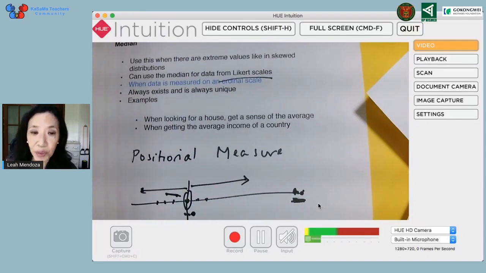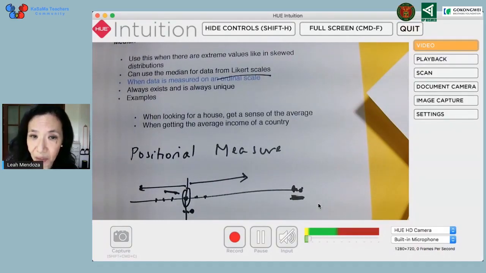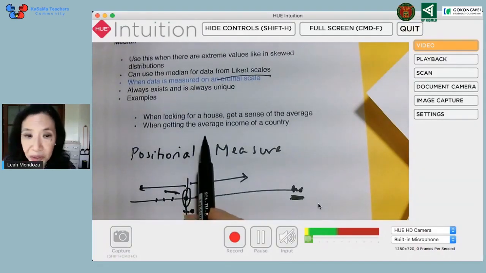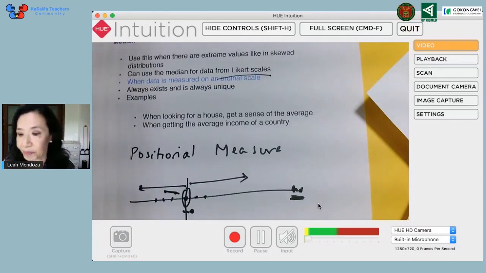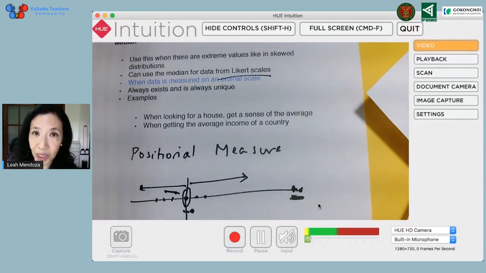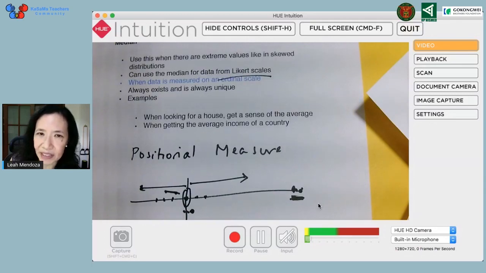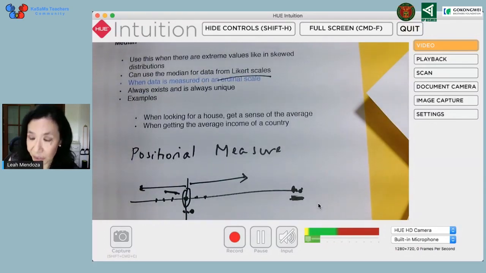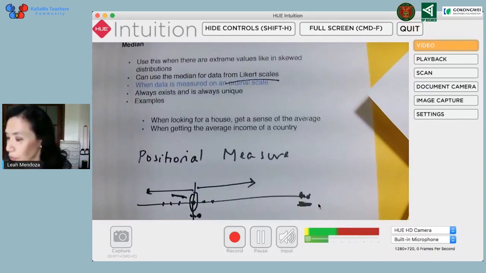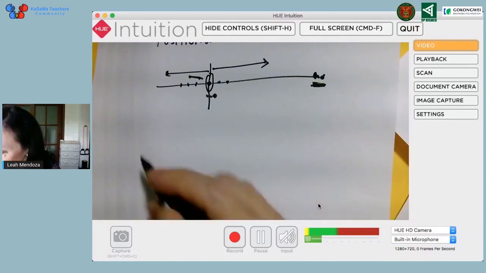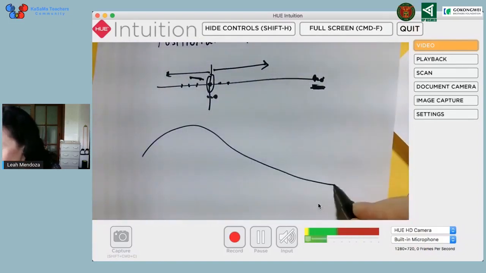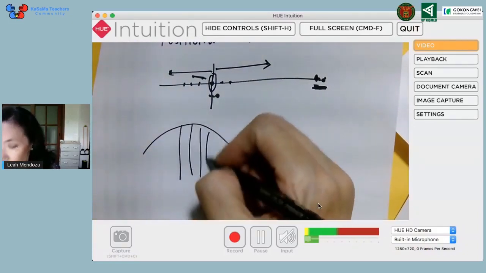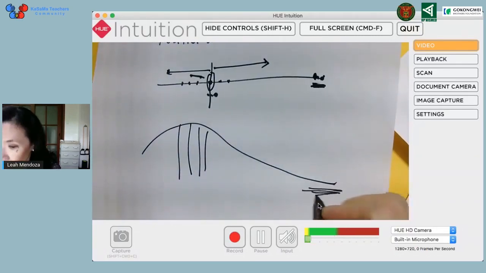So what are examples of using the median? For example, when you want to get the average income of a country, and it doesn't necessarily have to be a poor country like ours. Even the United States, when you think of the distribution that represents the income in the United States, it is still skewed. It is still positively skewed. So what do you do when you have a distribution that looks like this, where there are many who earn a certain amount, but there are some who are very, very rich?